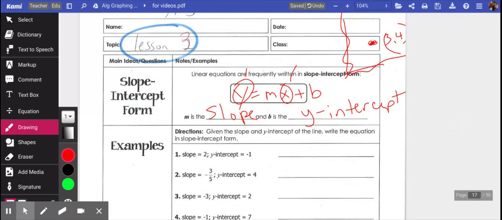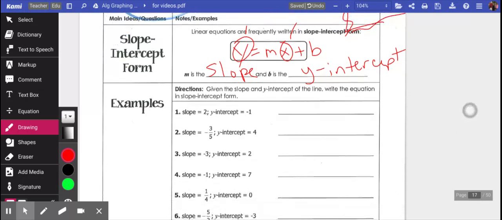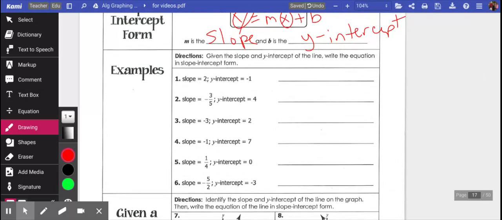Okay, so when you're given slope and the y-intercept of the line, write the equation. So this part should be very simple. It's all y equals, and then the slope is 2, so you put that in front of the x, and the y-intercept is -1. Okay, y equals, slope is -3/5 x, and then plus 4.